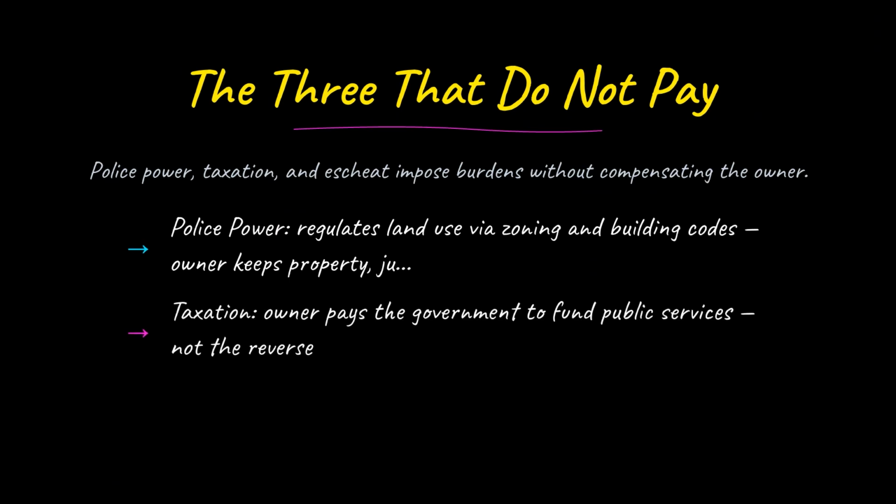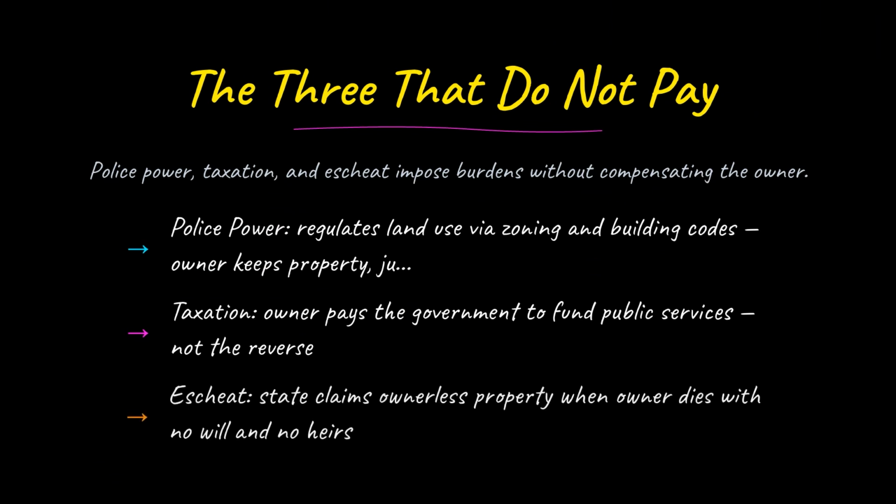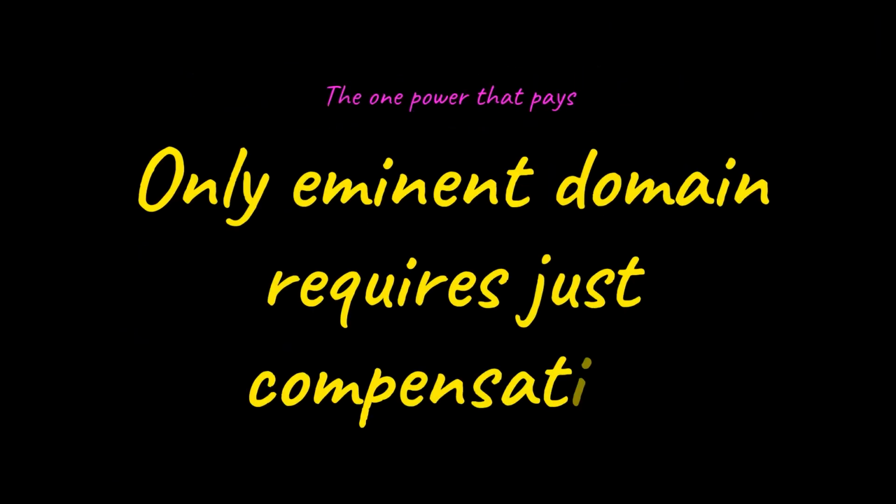Taxation charges the owner to fund government services. Escheat transfers property to the state when no heirs exist. None of these 3 write a check to the owner. When an exam asks which government power requires payment to the owner, the answer is always eminent domain. The other 3, police power, taxation, and escheat, burden ownership freely. In PEAT, only one power writes a check.